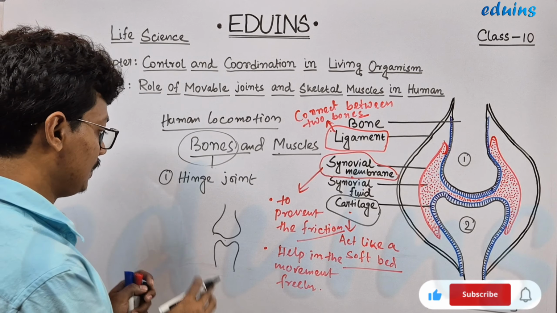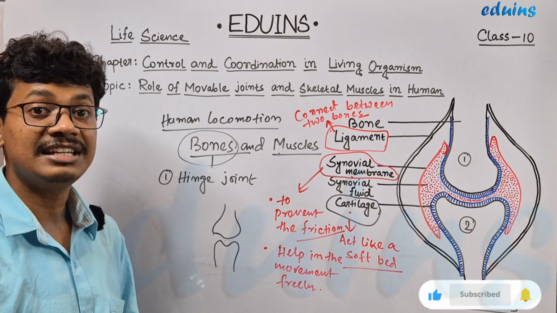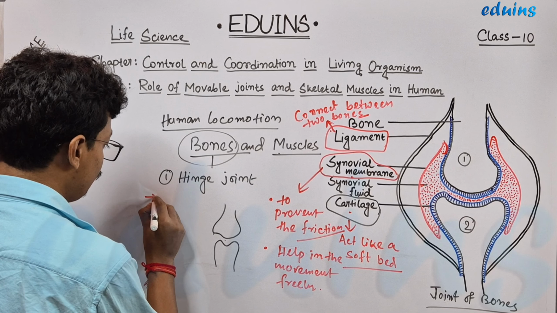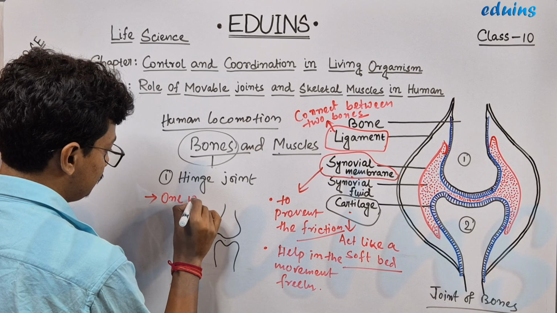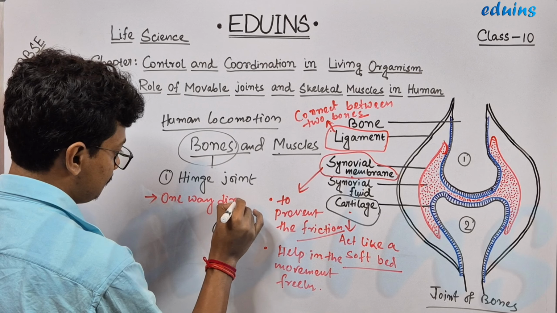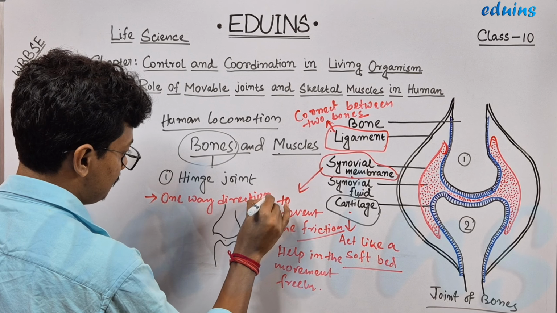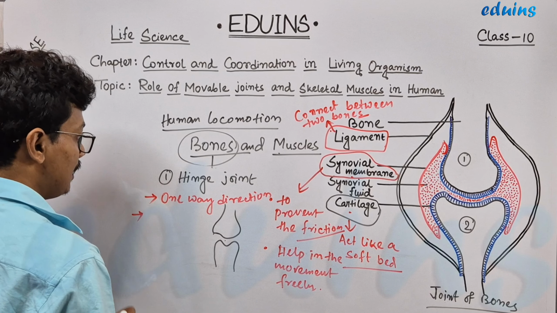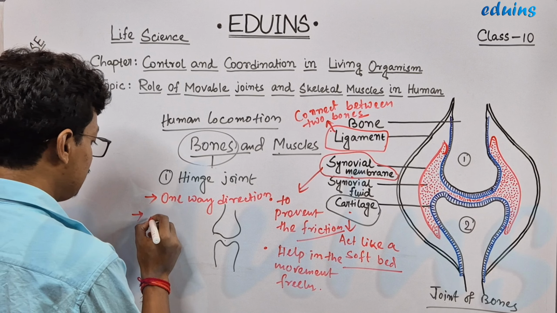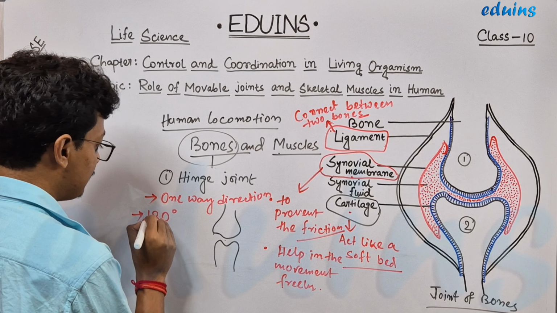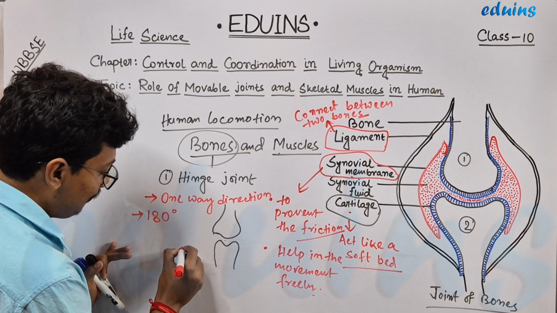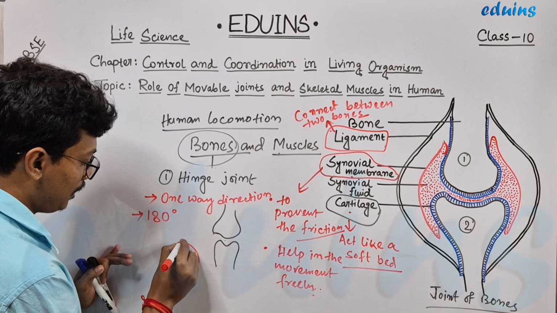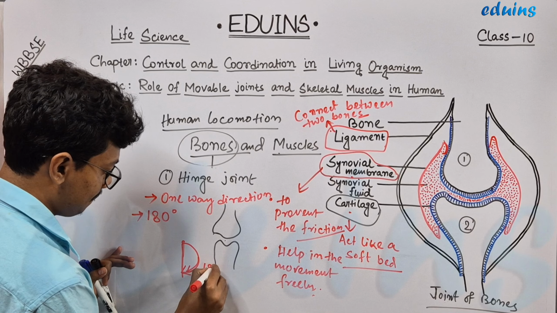Okay, what are the criteria of the hinge joint? First criteria, it can move one way direction. Secondly, in hinge joint, the rotational area is 180 degree. The area of the rotation is 180 degree from this point to this point.